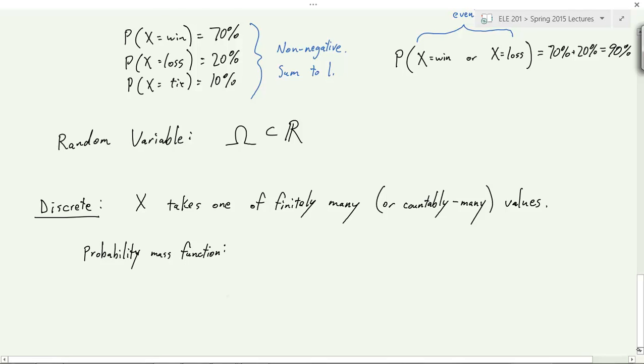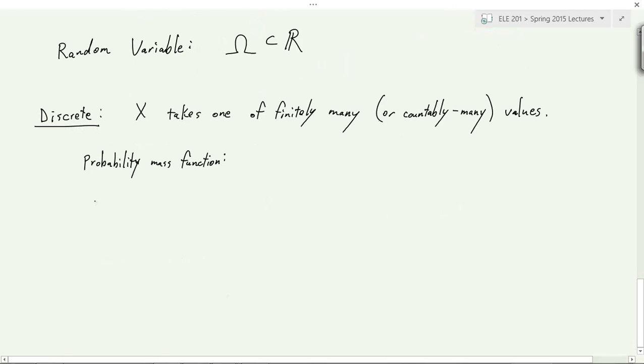And it simply is the following. We usually use p sub x, where the subscript x tells us this is the probability mass function for the random variable x. It is going to be equal to the probability that x equals that particular outcome a, for all a. Okay, so that's what the probability mass function is. It's just some notation for saying what's the probability that x equals any particular value.